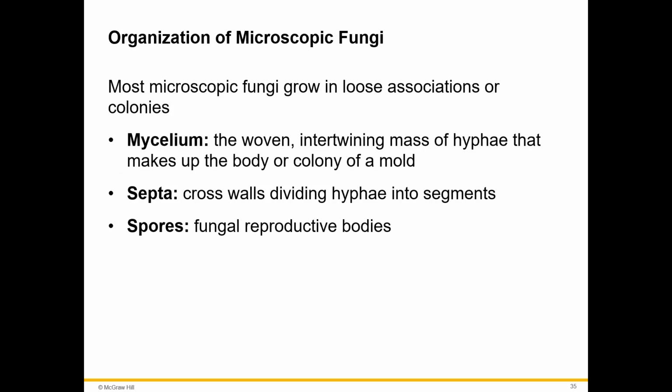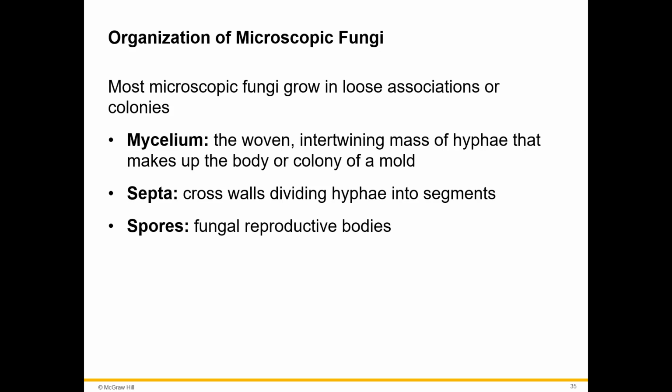Most microscopic fungi grow in loose associations or colonies. So we have mycelium. Mycelium is the woven, intertwining mass of hyphae that makes up the body or colony of the mold. Usually when you look at a mold growing, there's this central, really dense component of the mold, and that's the mycelium. The hyphae will then intertwine inside of there and then extend out to form those hair-like structures that stick out.